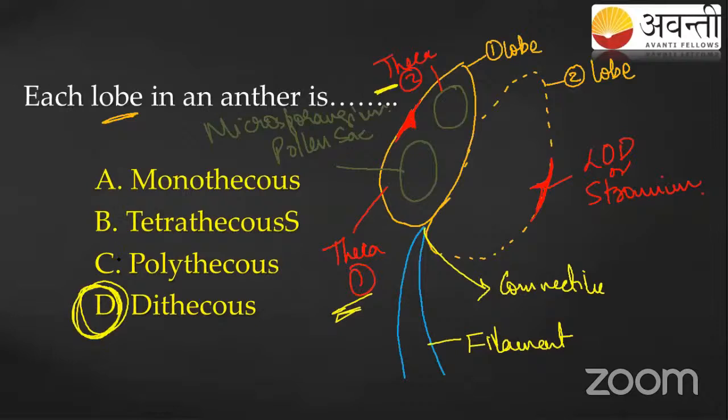If they ask you, each anther has dash theca, what will you write? This is the question I'm giving you. If they give you each anther has dash theca, what will you write? Very good, Nikita and Amik, yes. Then you have to write tetrathecous. Okay, so this is clear, right?